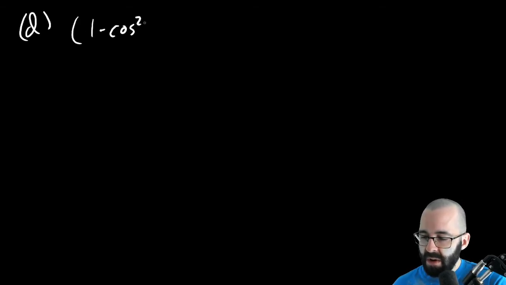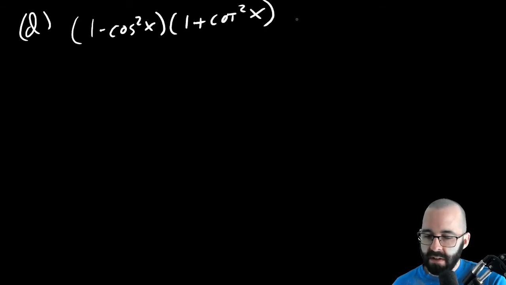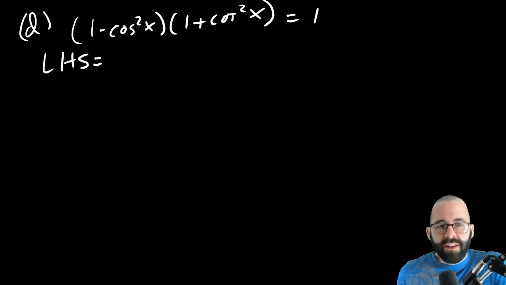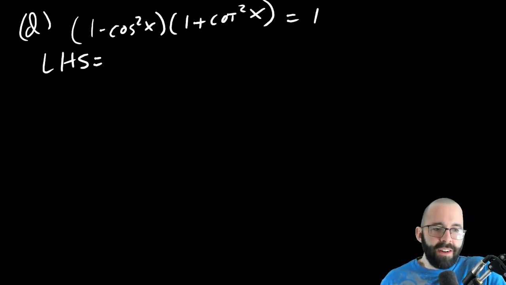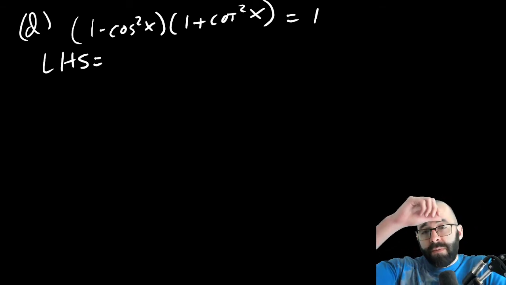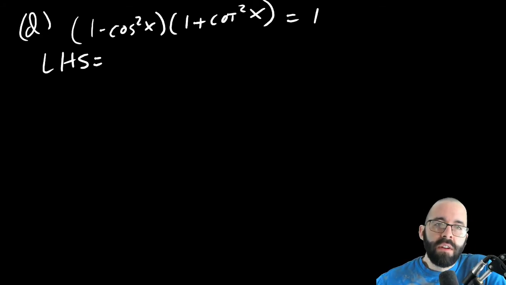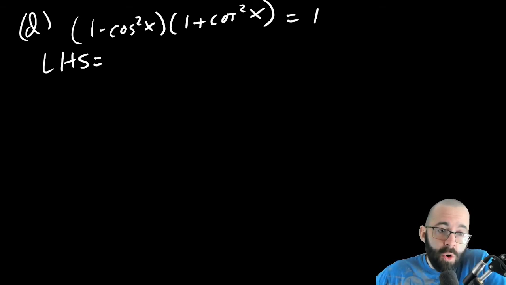1 minus cosine squared of x times 1 plus cotangent squared of x equals 1. Again, we'll start with the left-hand side. And these are really fun to do in a group. So it kind of sucks that we're in an online format with these videos because there's a ton of different ways of starting this. One way of starting this would be to just FOIL it out. It'd be messy, but it'd work. It's straightforward to just FOIL this out.